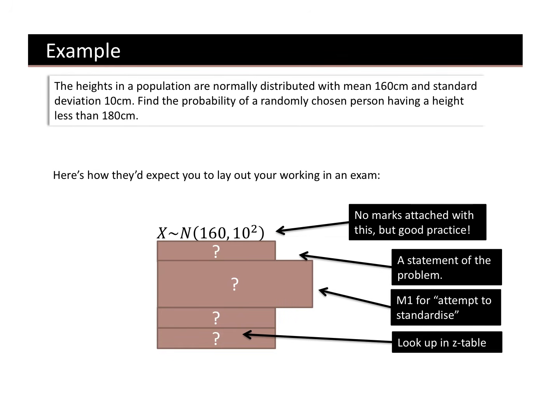So here's an example. Now we've already done the first part of this example earlier. Normally you'd be given a worded sentence. For example, the heights in a population are normally distributed with mean 160 and standard deviation 10. Find the probability of a randomly chosen person having a height less than 180. We already did this part earlier. Don't get any marks for that, but it's really good practice to write it.